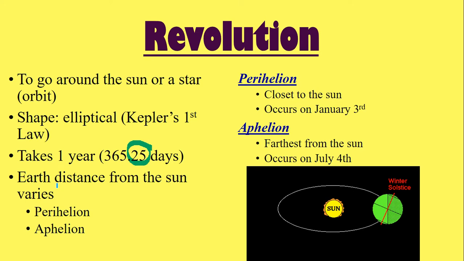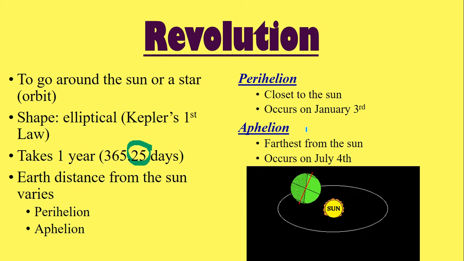Now, Earth's distance does vary as it orbits. You have perihelion and aphelion. Perihelion is when we're closest to the sun, and it occurs on January 3rd. I live in the northern hemisphere, and in January we're talking winter, so it's cold, but we're closest to the sun. How close you are to the sun in our orbit does not determine what month you're in. That's something completely different, and it's called the tilt of the axis. We're going to talk about seasons later on in the video series on astronomy.